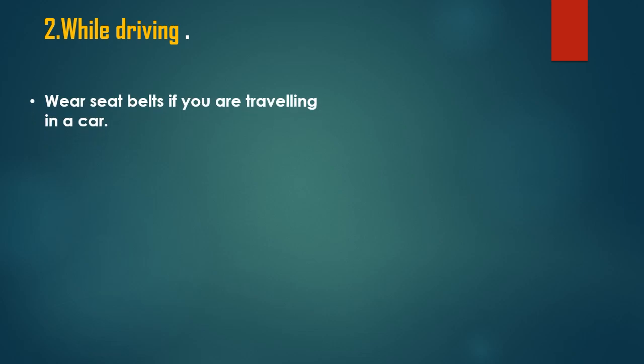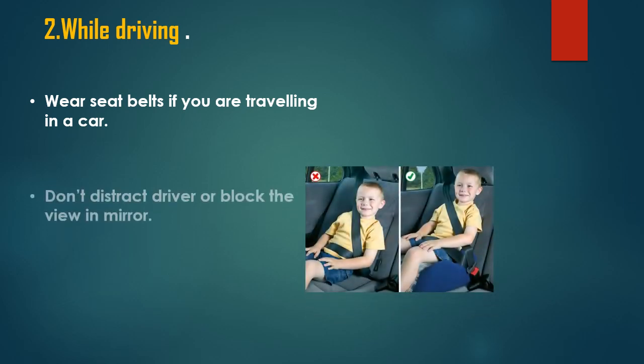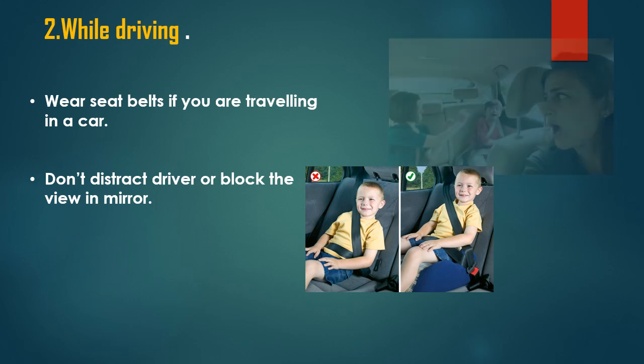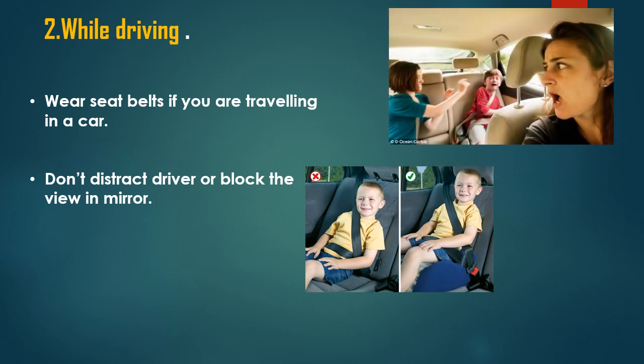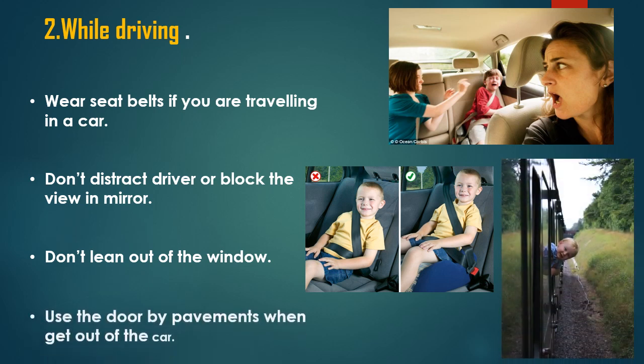Then we will see what are the manners and rules we have to follow while driving. If you are traveling by car, always wear the seat belt. Don't distract the driver or block the view in the mirror. Don't lean out of the window. Don't use the door on the pavement side when you get out of the car.